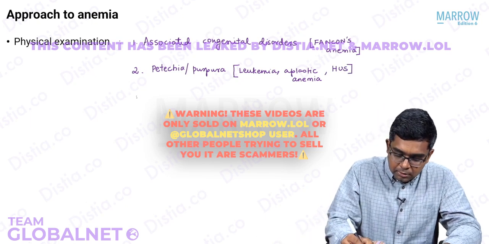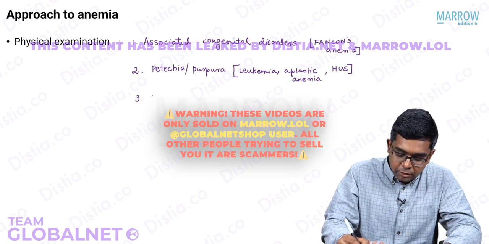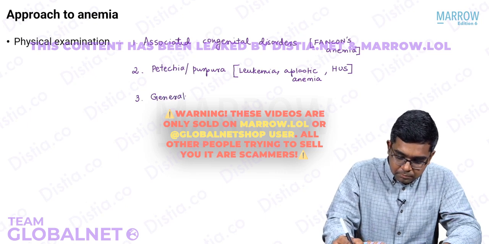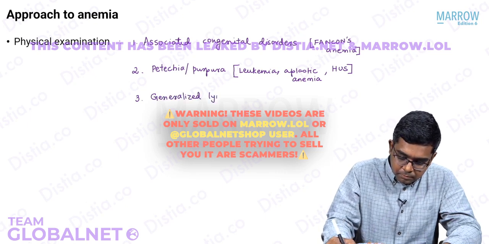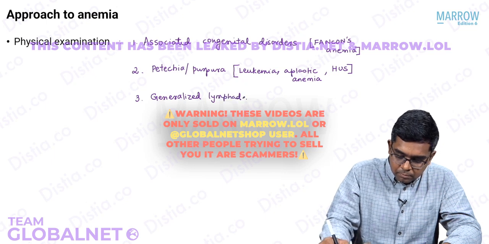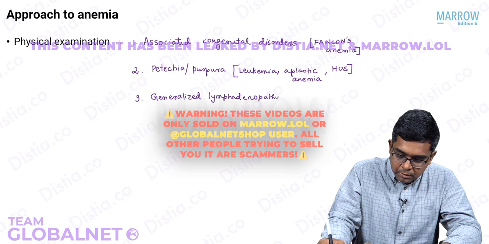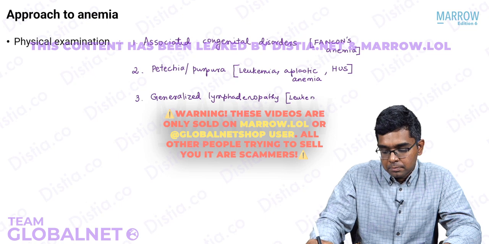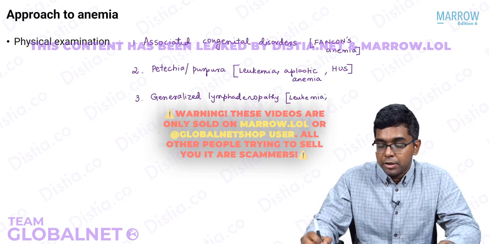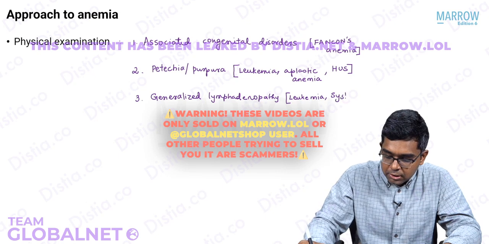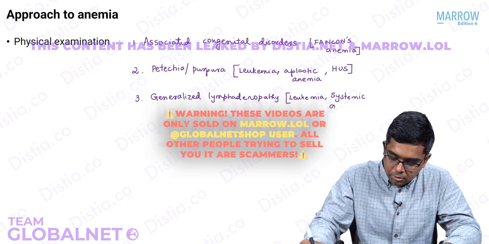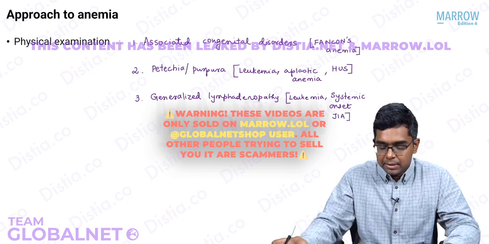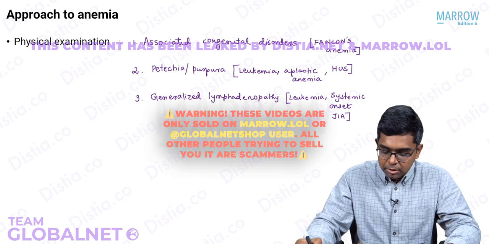Third, you look for evidence of lymphadenopathy. It is not just a single lymph node, but generalized lymphadenopathy, which is again a feature noted in leukemias as well as in some inflammatory conditions like systemic onset JIA, that is juvenile idiopathic arthritis. So generalized lymphadenopathy is another important finding.